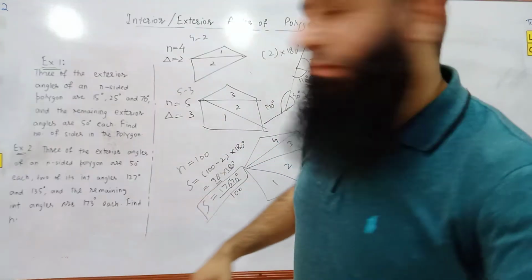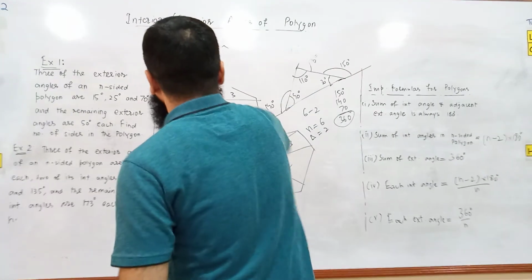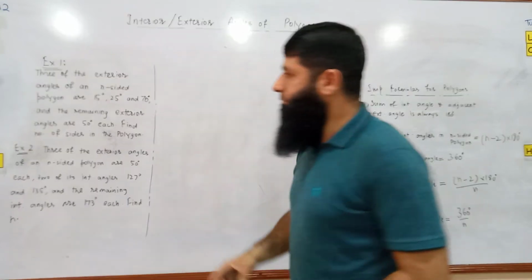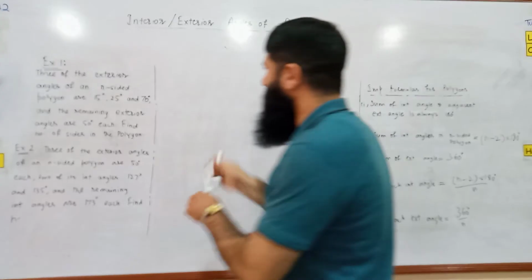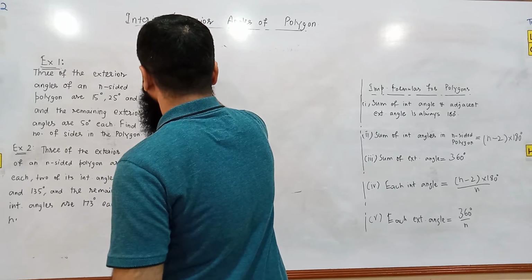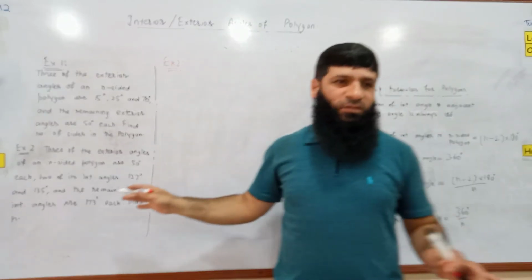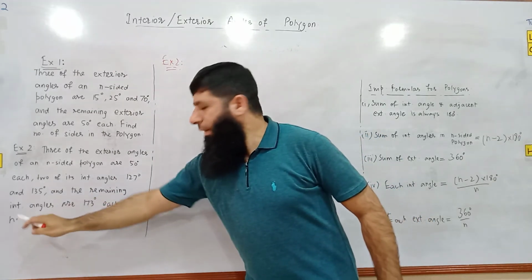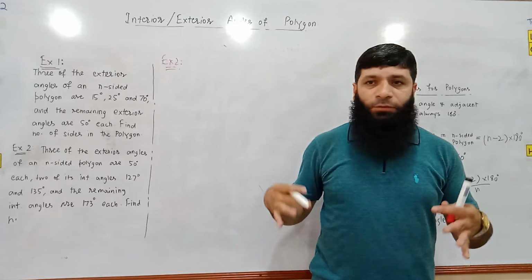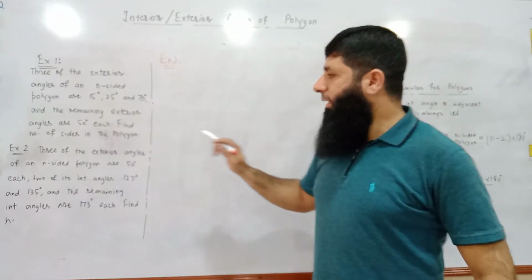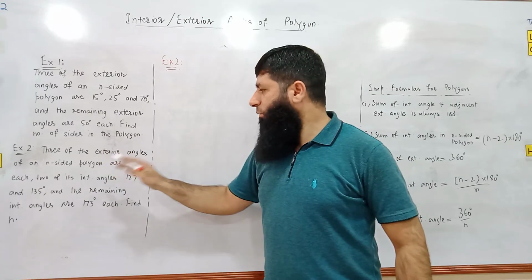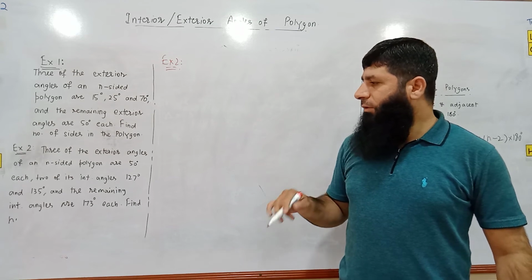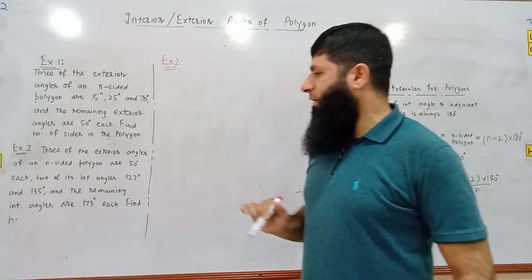Now we have two examples related to this concept. Look at this example, example 2. Basically, you have an n-sided polygon and you are supposed to find the number of sides, the value of n, and you have some information regarding this polygon: 3 of the exterior angles are 50, and 2 of its interior angles are 127 and 135.